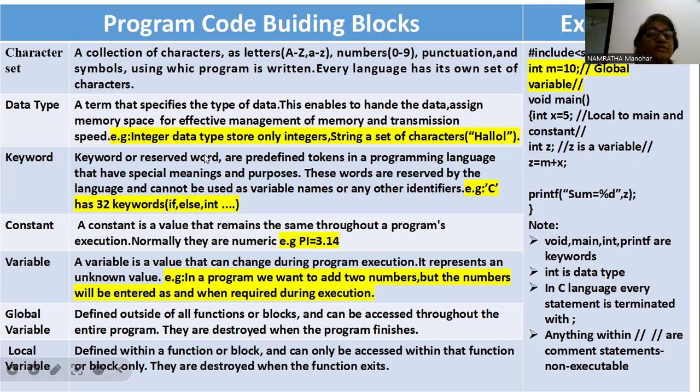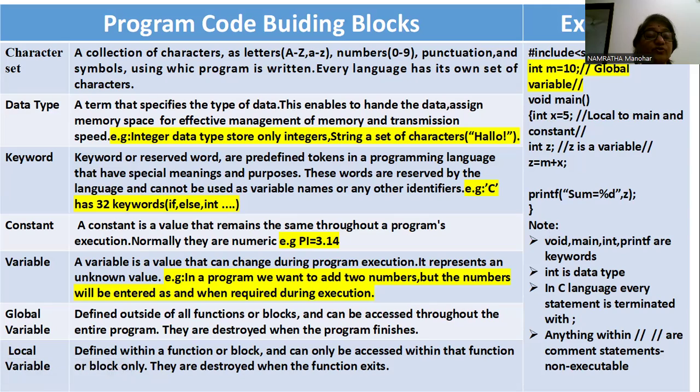Keyword. Keywords or reserved words are predefined tokens in a programming language that have special meanings and purposes. So these words are reserved by the language for a particular purpose or meaning only. You should use that word only for that particular purpose. For example, C has 32 keywords: if, else, int. Now, this is a C language program, so we have words called include, stdio, int, then you have main, void, and if you come down, printf. All these are keywords.